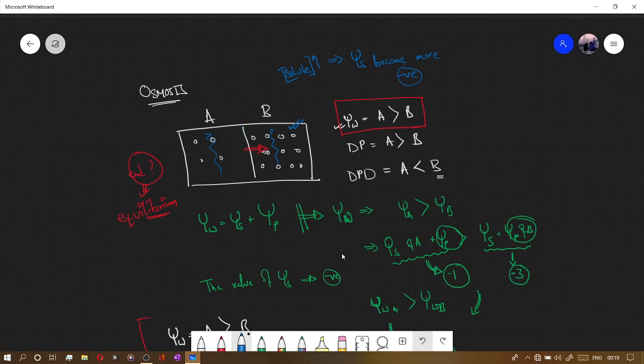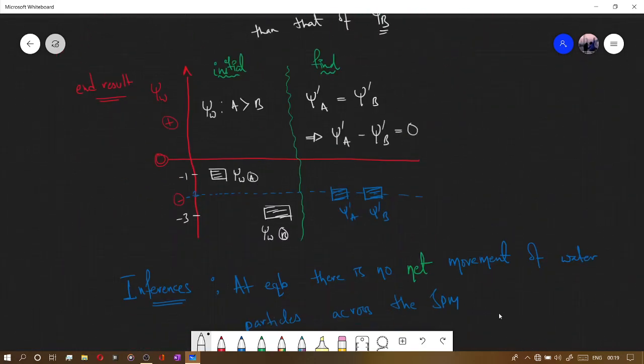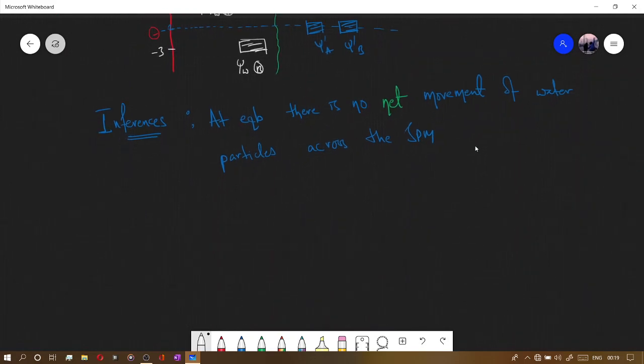Give me a moment. Yes, this white line that is in between these two chambers, I'm making it a bit thick. This is the semi-permeable membrane. Forget about the selectively and differentially permeable membrane. They are types of semi-permeable membrane only. Now, what is the second inference? There is no net movement, and this is the first.